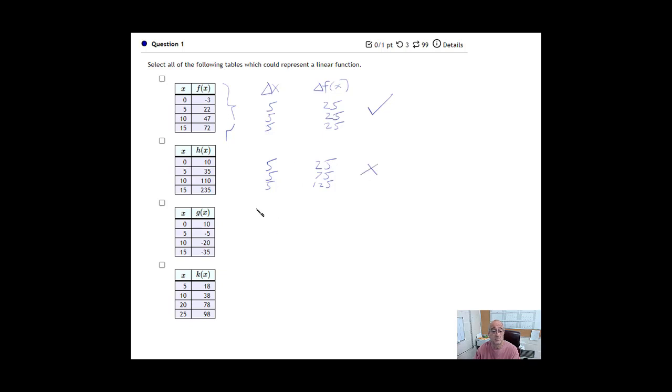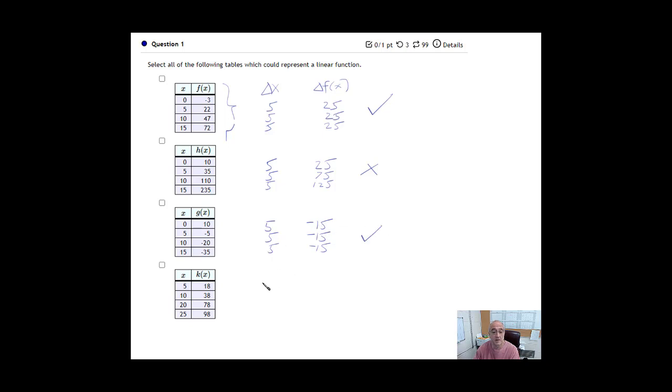All right, let's check this one here for g. So again, our change in x is 5. Our change in g of x went from 10 to -5, so it's a -15. No problem. 5 to 10 is 5. -5 to -20 is -15, so it looks good so far. 10 to 15 is 5 again, and again we went down -15. Notice the rate of change is constant, so that's a function.